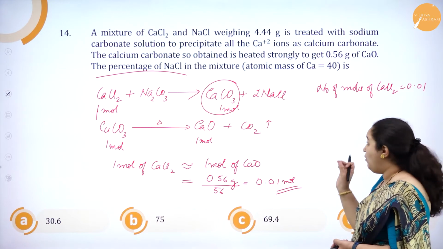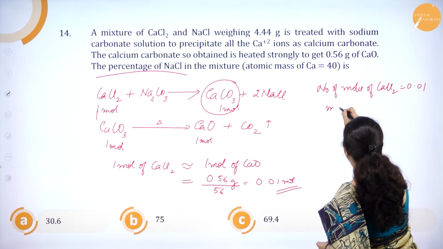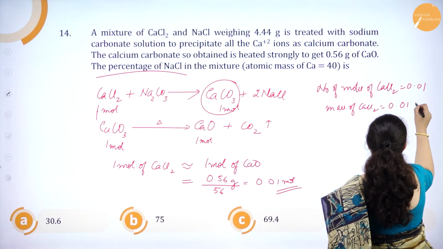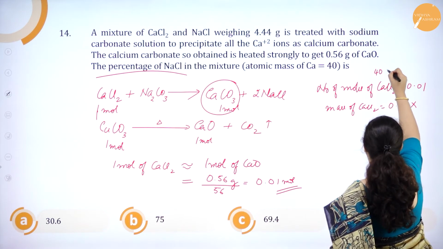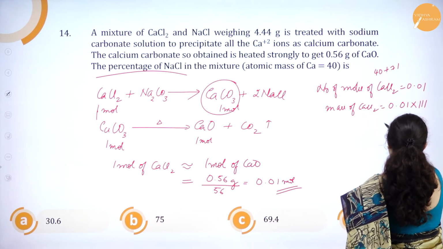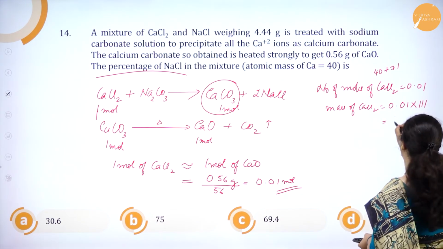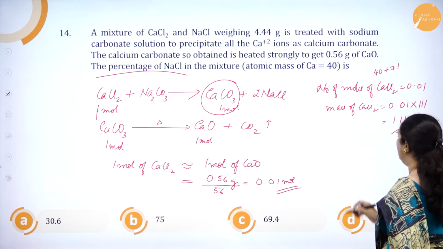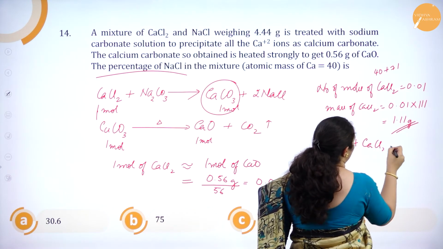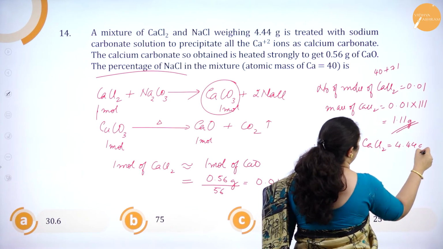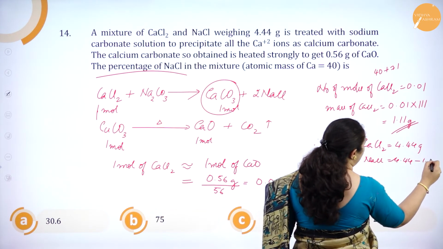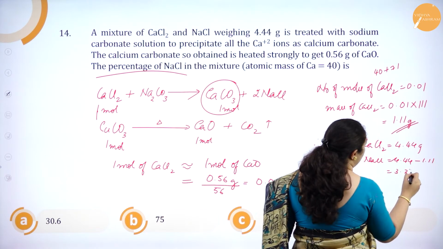Correct? Now, what mass will I find out? Mass of calcium chloride is number of moles into molecular mass. Molecular mass is 40 plus 71, which is 111 grams. So this will be equal to 1.11 grams. Therefore, NaCl plus CaCl2 is equal to 4.44 grams. So NaCl is 4.44 minus 1.11, which is 3.33 grams.